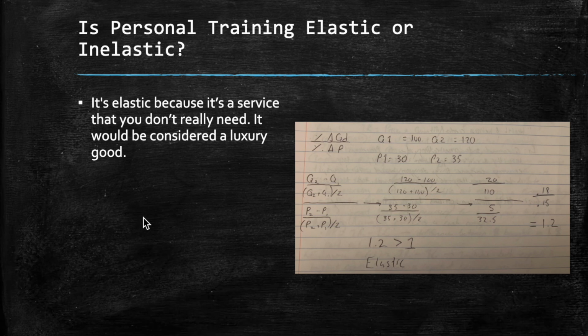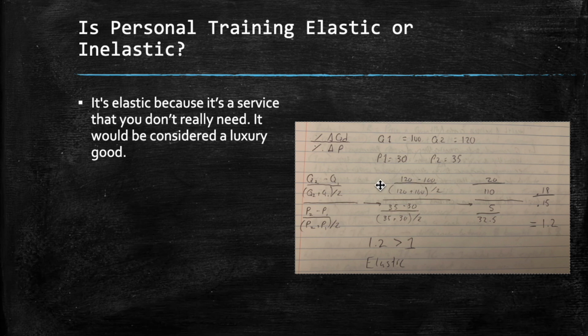So based off of that explanation, let's compute everything. The formula that we are going to use is the percentage change in quantity demanded over the percentage change in price. And our numbers are going to be the following. So Q1 is going to be 100, and then Q2 is going to be 120. And then P1 is going to be 30, and P2 is going to equal 35. So if we plug this into the formula, if we expand the formula, it's going to be Q2 minus Q1 over Q2 plus Q1 divided by 2, all over P2 minus P1 over P2 plus P1 divided by 2.